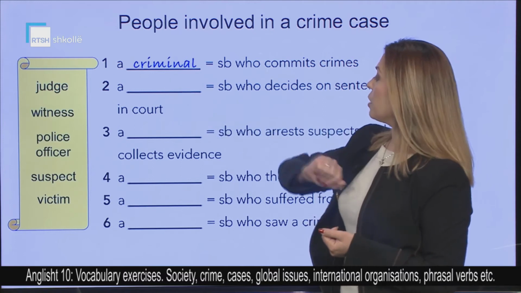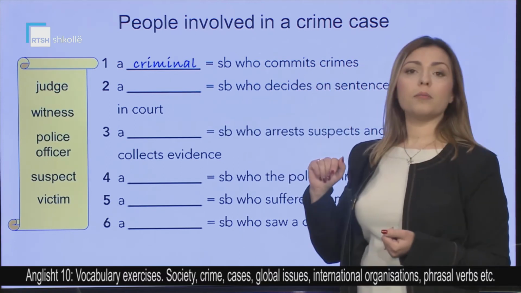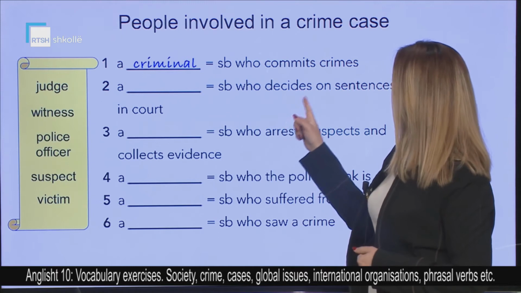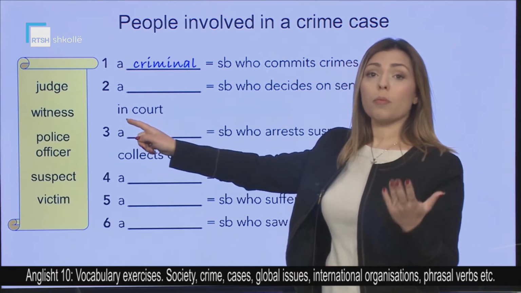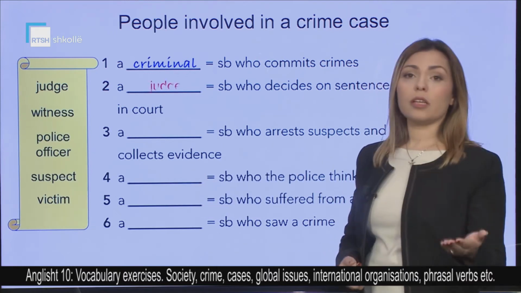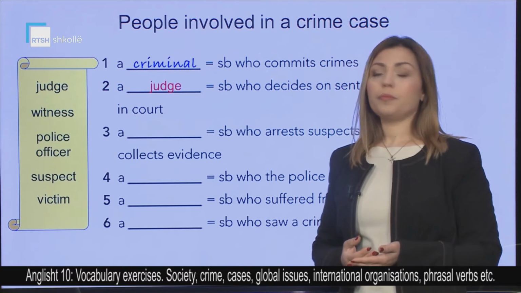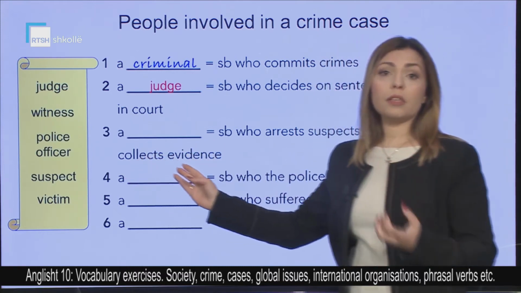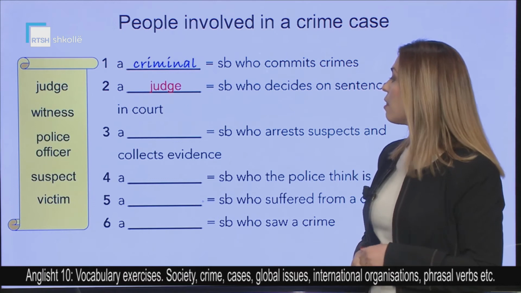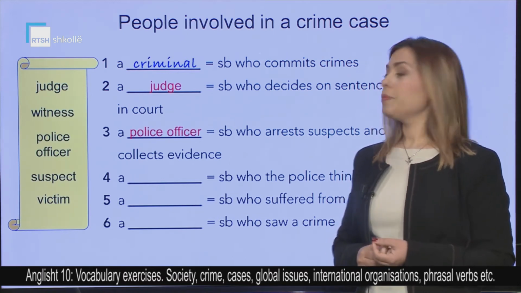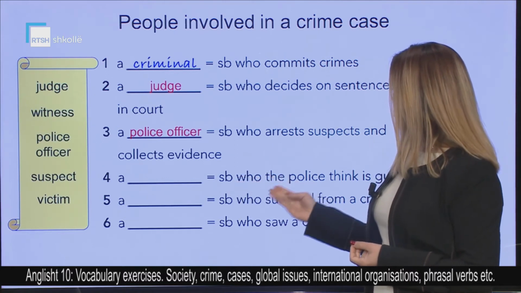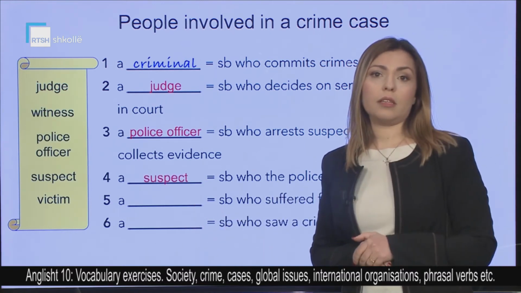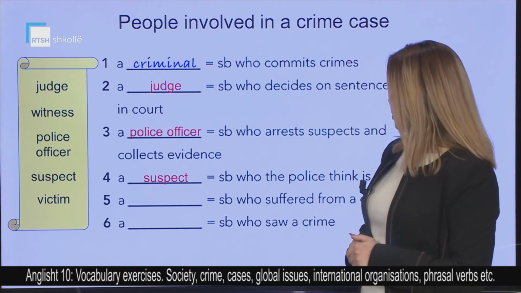So, the criminal is somebody who commits the crime, somebody that does a crime. Who is the person who decides on sentences in court? That is on top. He decides whether a person is innocent or guilty, and this is the judge. Now, the person who arrests the suspects and collects the evidence, who is that person? We said that that was the police officer. Somebody who the police think is guilty. We don't know yet if somebody is guilty or innocent. So this is the suspect, of course.